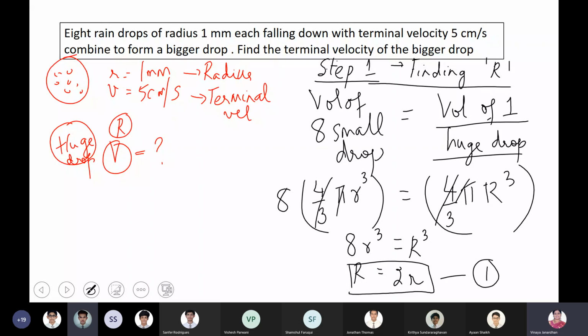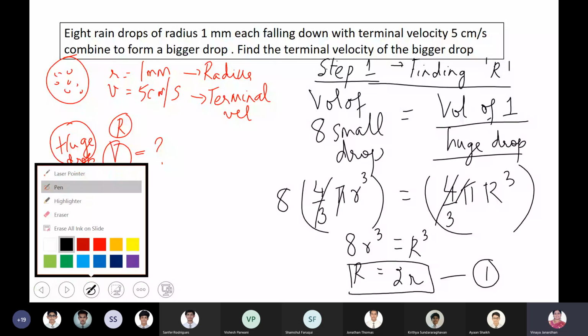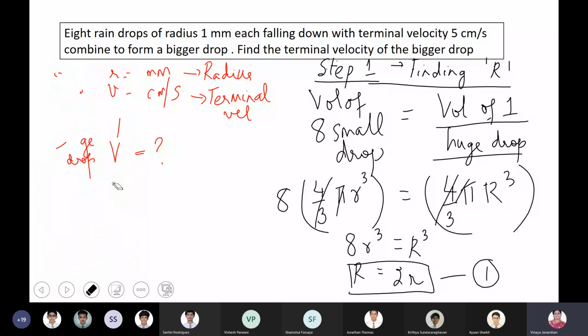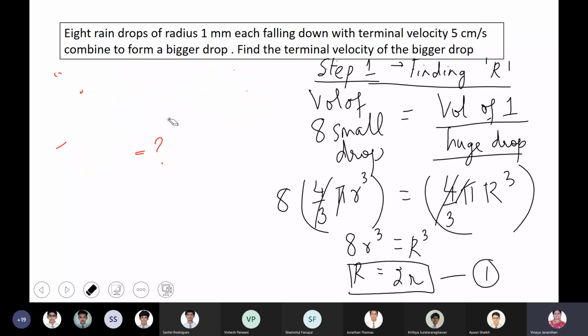Yes, ma'am. Okay, fine. So this is the first step. Now I have to find the terminal velocity of the large drop. So let us have the general formula for the terminal velocity. I'm just writing the general formula for the terminal velocity, and then I'll go for the terminal velocity of the small drop.